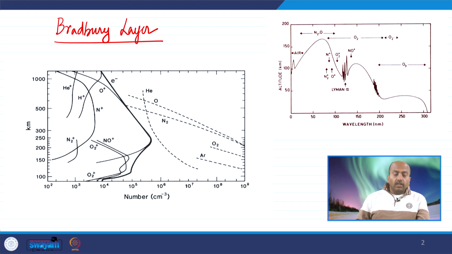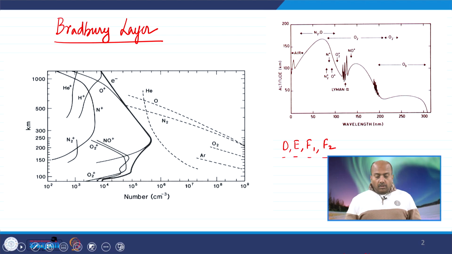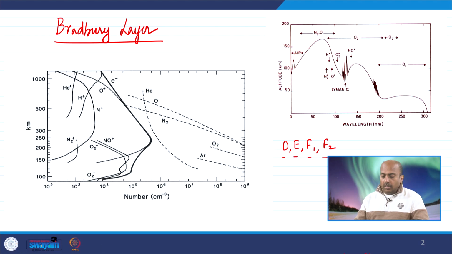So, we all know very well that the ionosphere is formed when the extreme ultraviolet radiation and X-rays originating from the sun are absorbed in the upper atmosphere, resulting in the formation of electrons and an equal number of ions. This layer of Earth's atmosphere is referred to as the ionosphere. The ionosphere is categorized into 4 distinct layers: D, E, F1 and F2.